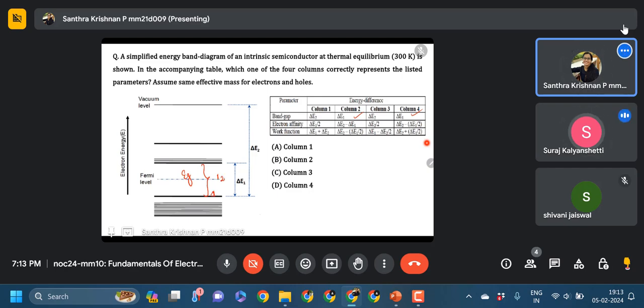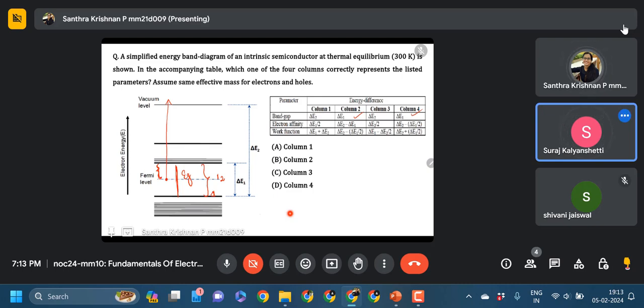Electron affinity is in the conduction band, right? Whatever is above the band gap to the vacuum level. So basically, you will pull an electron from here till the vacuum level. So basically, it will be delta E2 minus E1 by 2, because we know that this entire thing is E1 by 2, right? Okay, correct.